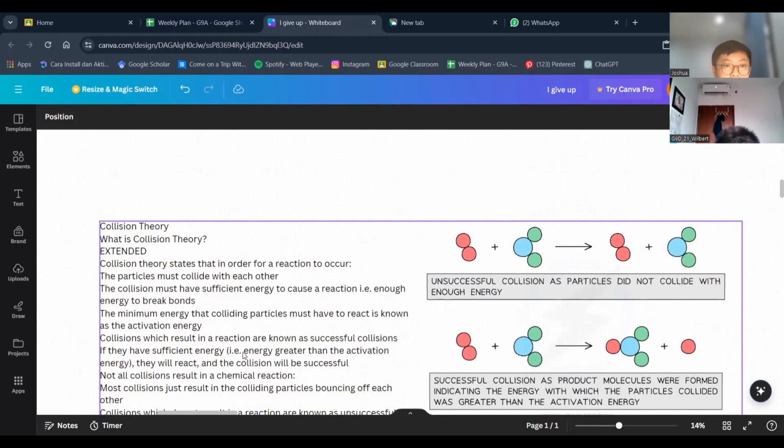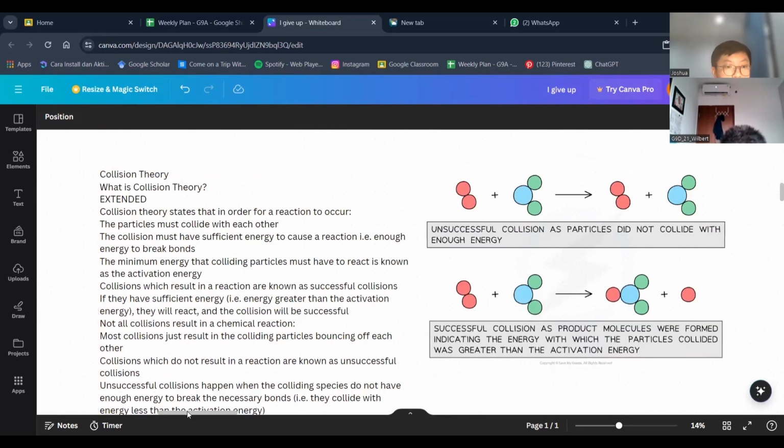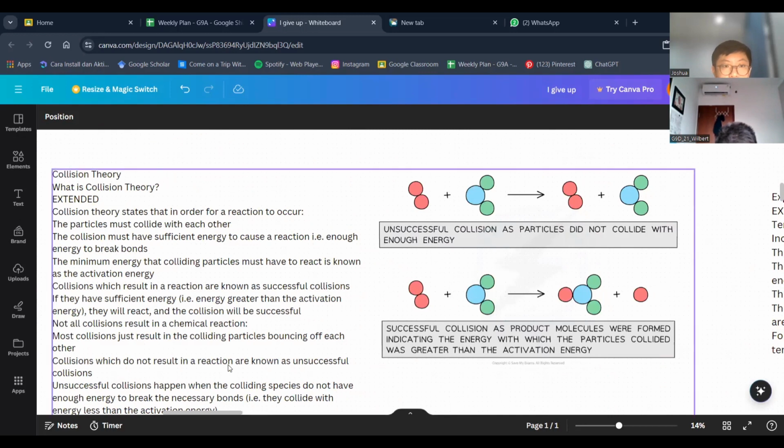Next is collision theory. Collision theory states that in order for a reaction to occur, the particles must collide with each other. The collision must have sufficient energy to cause a reaction, or enough energy to break bonds. And the minimum energy that colliding particles must have to react is known as the activation energy, which you explained earlier. So the diagram here, the one at the top, it says unsuccessful collision because you can see on the right side, nothing has changed.